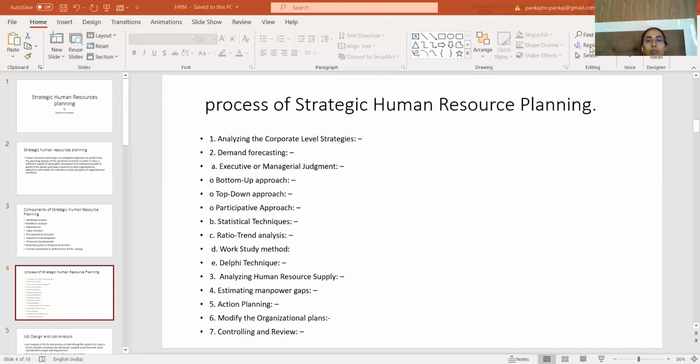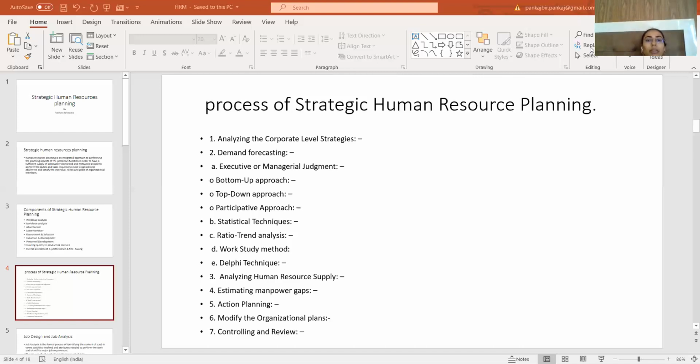The next step is modifying the organizational plan. So if the future supply of human resource from all the external sources is estimated, and it comes out to be inadequate or less than the required, the manpower planner has to suggest to the management other alternatives or modifying the organizational plan on the basis of that shortage.